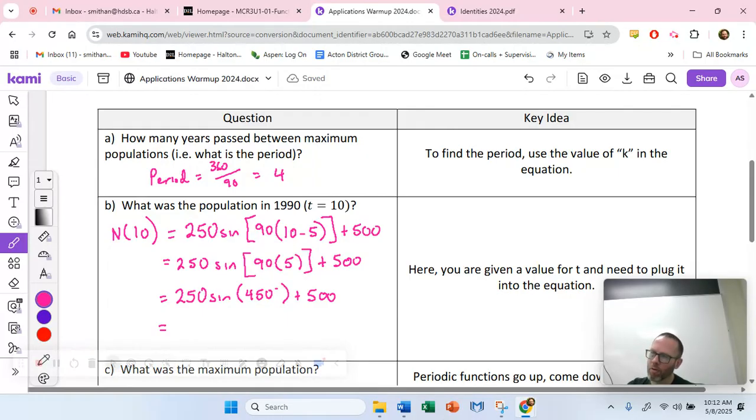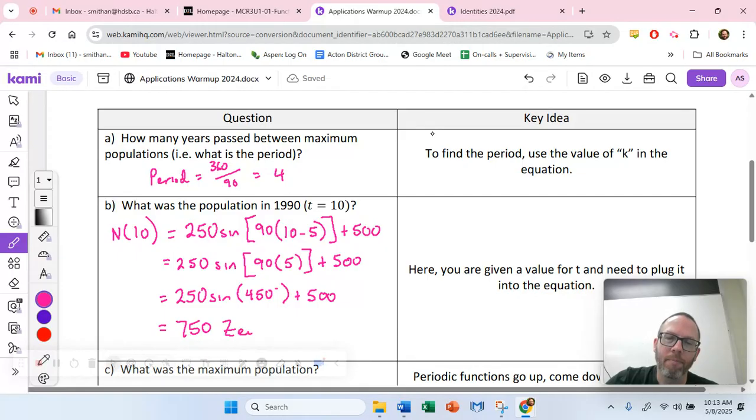I should be able to do this in my head. It's 250, I think. Nope. Yep. Nope. 750. I don't know. I should just do it. 250 times the sine of 450 plus 500. Yeah, 750. Did you guys get that too? All right. And we're going to lock it in.